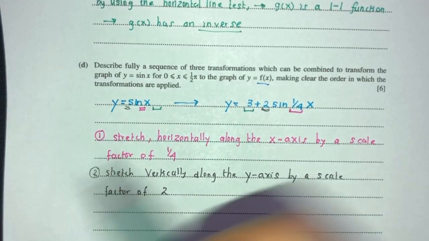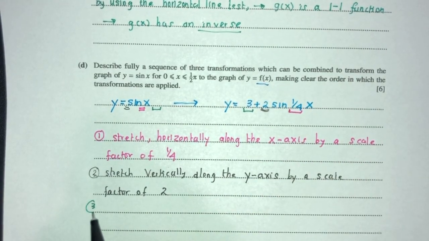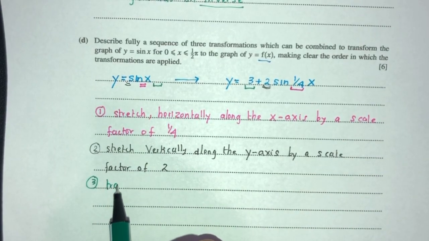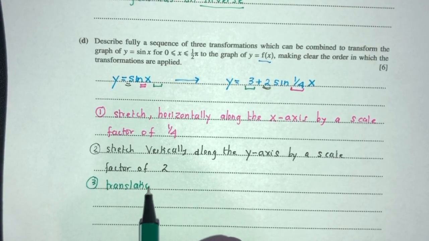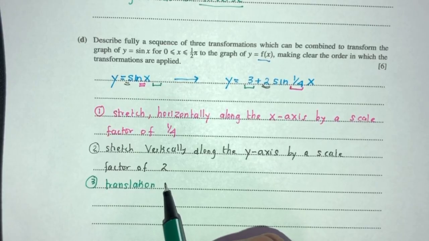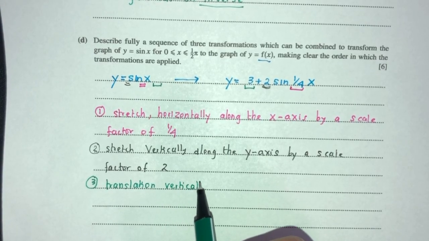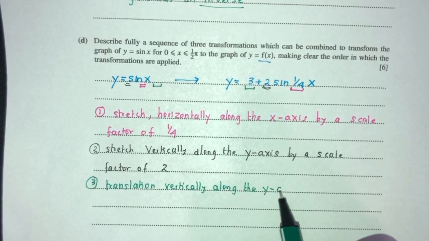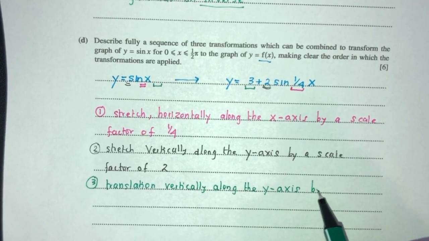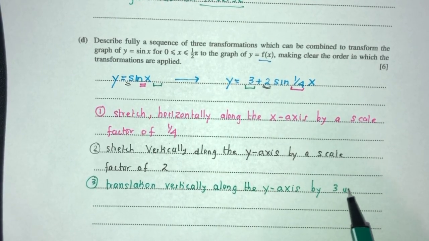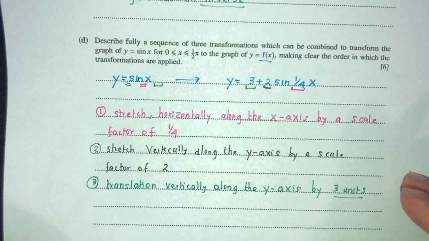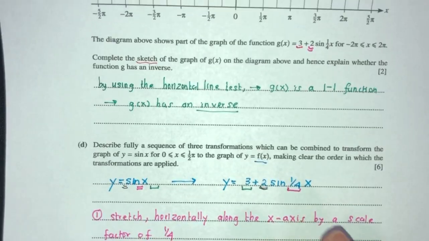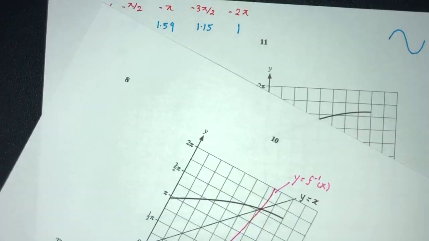And the last thing will be this one. What is that? It is a movement up. So we can write it is a translation vertically upwards, or vertically along. Again, it is already along the y-axis, but we can write this as well, no problem. By 3 units. There you go. So here we have the 3 transformations that are combined together to change this into this. And that is your question number 8.